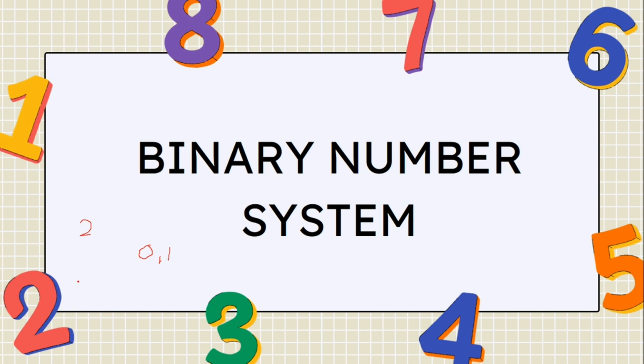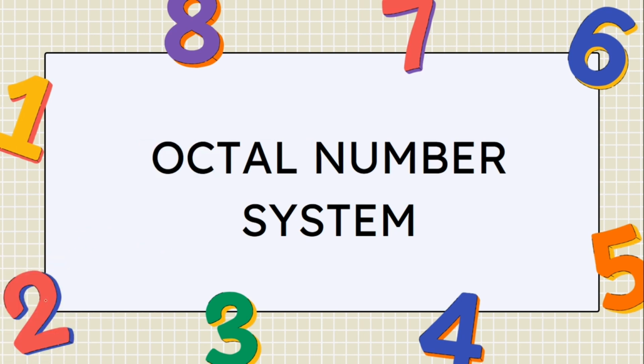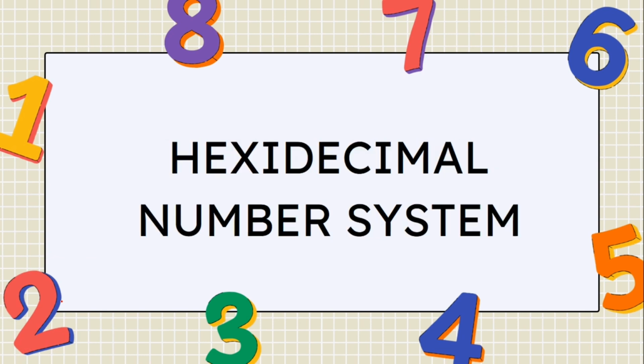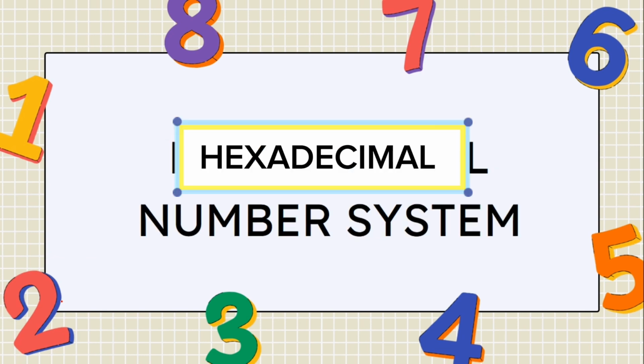Then the next one is the octal number system. You can guess from the name alone, just like the octagon shape which has 8 sides. So in the octal number system, the base is 8. And the last one is the hexadecimal number system, whose base is 16.